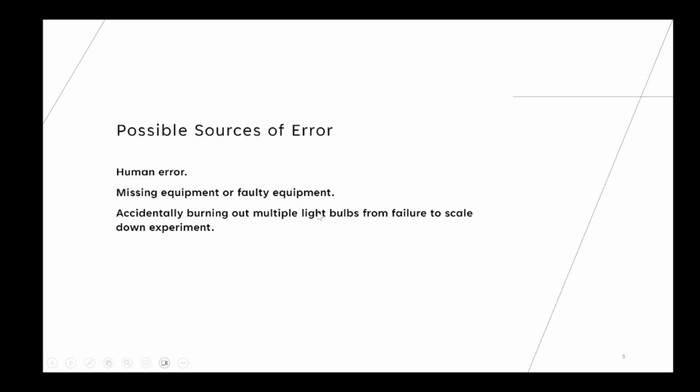Possible sources of error. That can be caused due to human error, missing equipment, or faulty equipment. And then we forgot to scale down the experiment to start. So we were using like a 9-volt battery, and that burnt out multiple light bulbs, but that's okay.